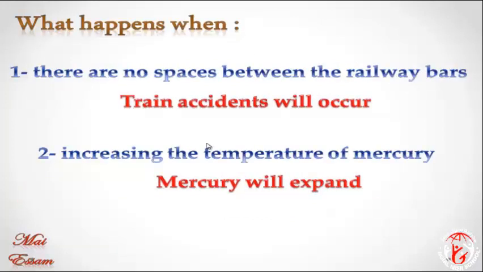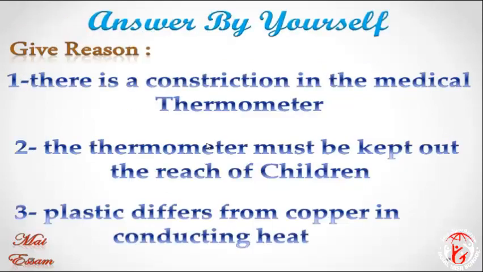What happened? Number 1. There are no spaces between the railway bars. Answer. It will cause an accident. Number 2. Increasing the temperature of mercury. Answer. Mercury will expand. Answer by yourself.